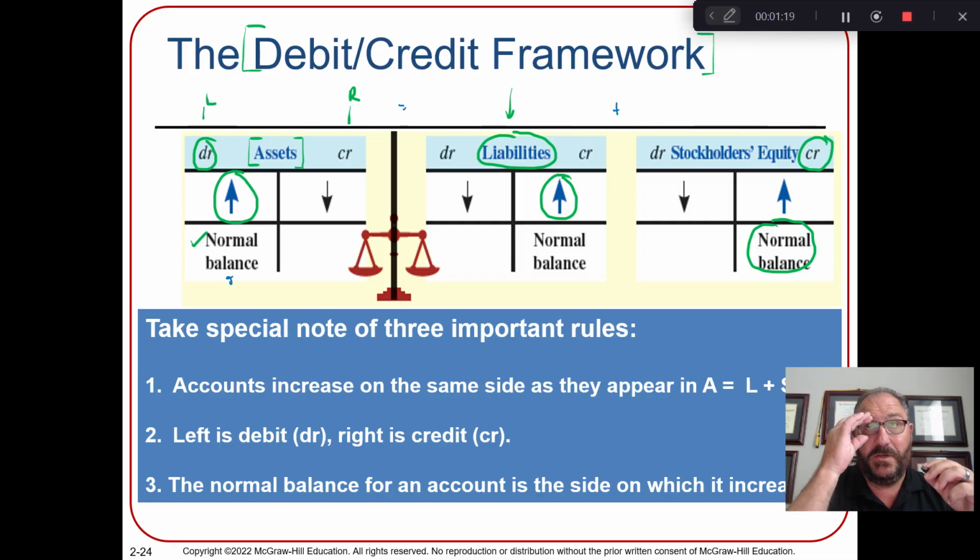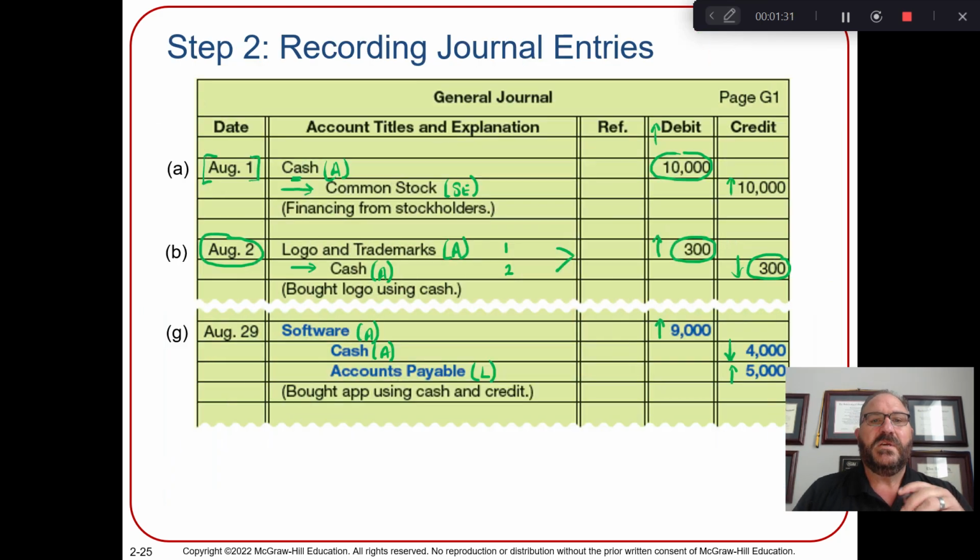By the way, they're going to show you this framework, but if you watch that debit credit video, it's much easier. When I went to do this, they had you trying to memorize all these arrows, and I think it's much more challenging to do. Okay? So here, let's take a look at the journal entries that we talked about before.